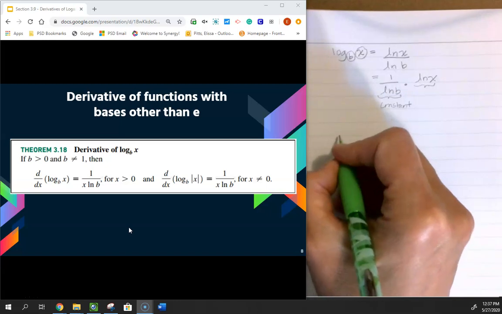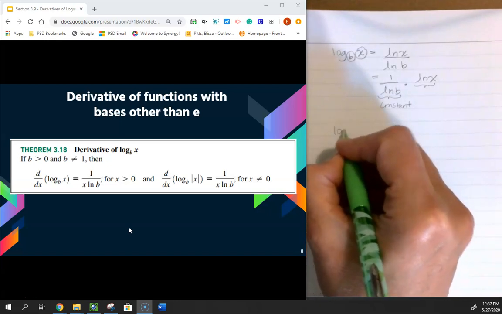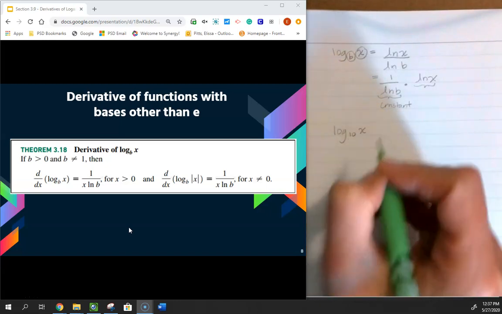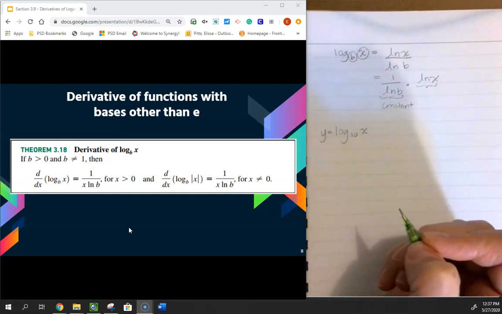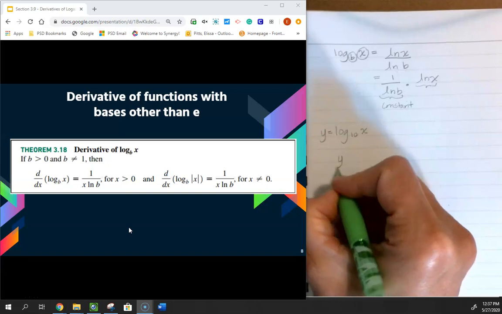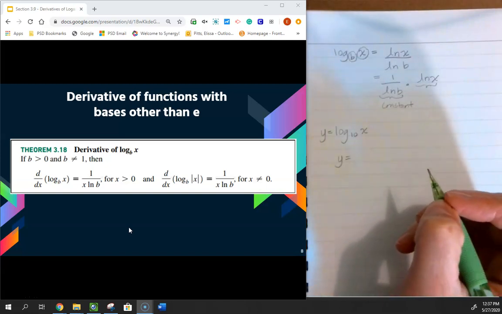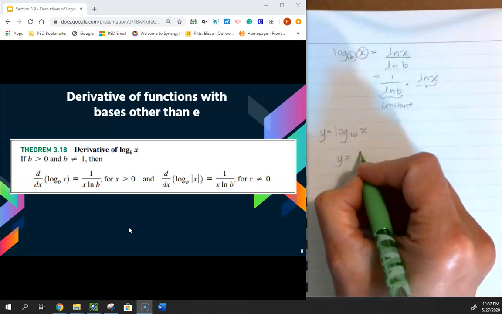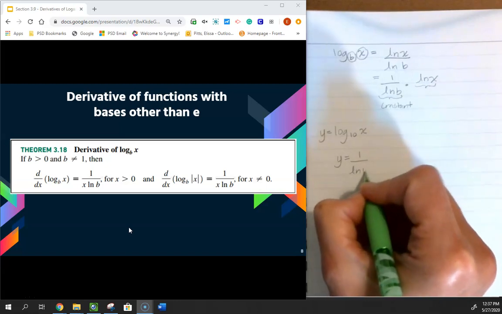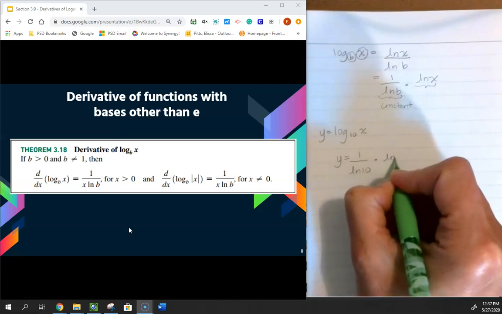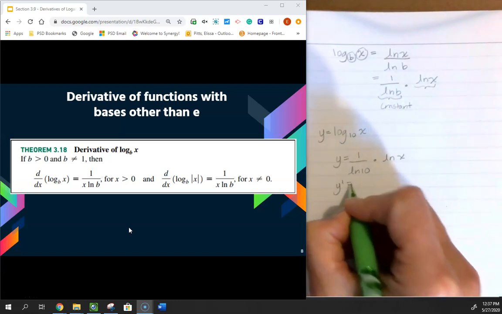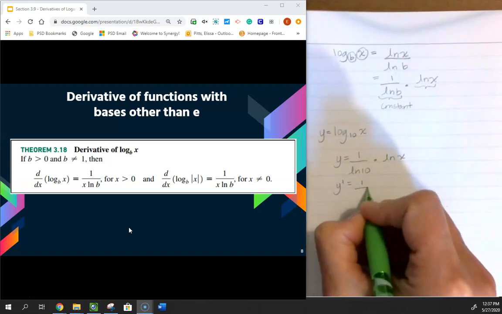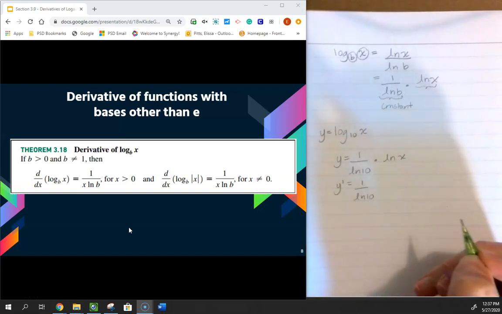So let's do an example. Let's say we want to know the derivative of log base 10 of x. And I'm going to call that y equals log base 10 of x. Using the change of base formula, I can write that as 1 over the natural log of 10 times the natural log of x. And so then I can take the derivative. The derivative is going to leave this constant, 1 over the natural log of 10.